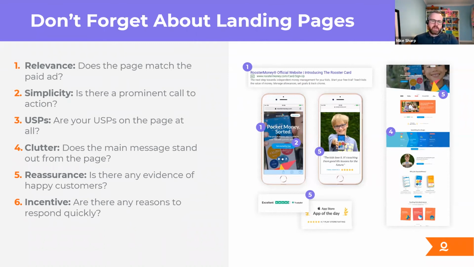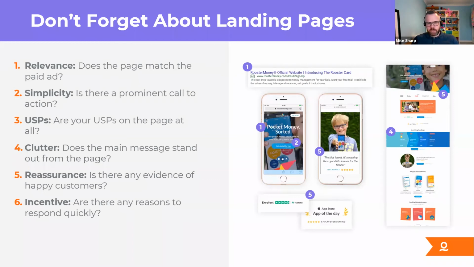Simplicity might just be, do we know what we actually want the user to do? Is it clear from when they land what they should do next? Is the call to action clear enough? If there are multiple calls to action, how are we making sure that we get them through to the right one? Things like that. USPs, I think, is a fairly self-explanatory one, but it's making sure we call them out.